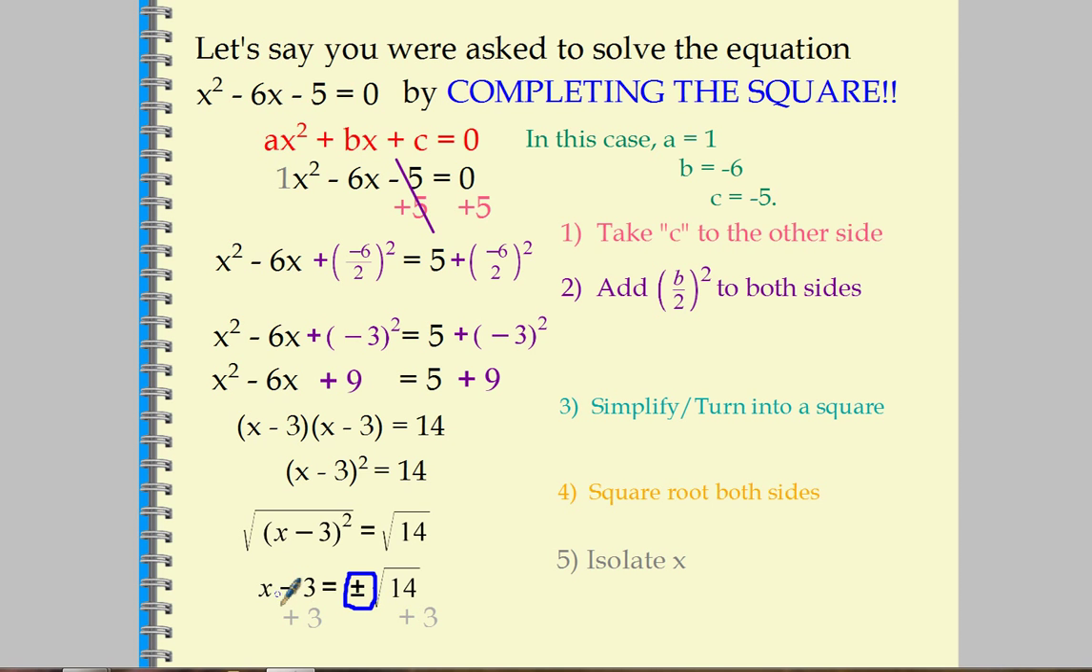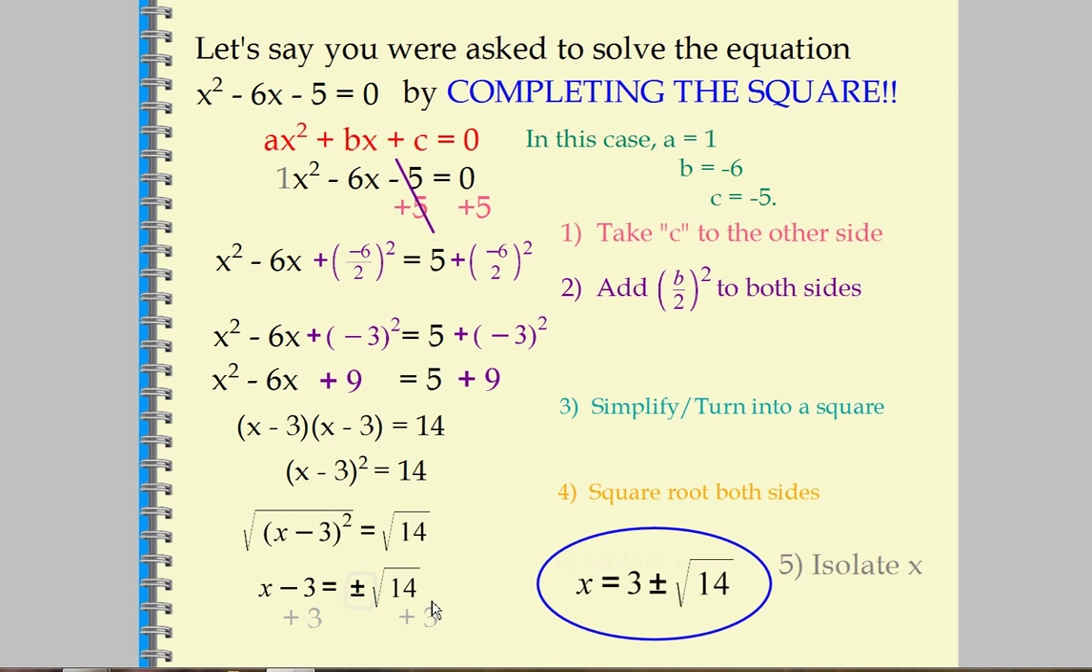To get x by itself, to isolate x, I needed to add 3 to both sides, and I'm going to put that whole number first in my answer. So I'm going to write my answer as 3 plus or minus the square root of 14. If it's asking me for an exact answer, I'm done. My two solutions, my two roots, come from the plus and the minus: 3 plus the square root of 14 and 3 minus the square root of 14. And those are my two roots.